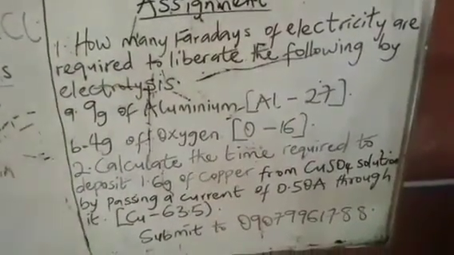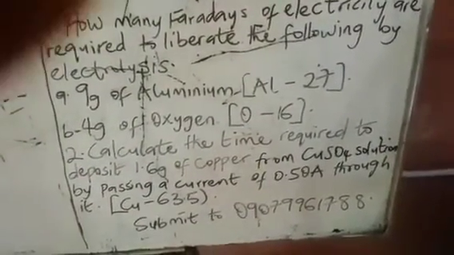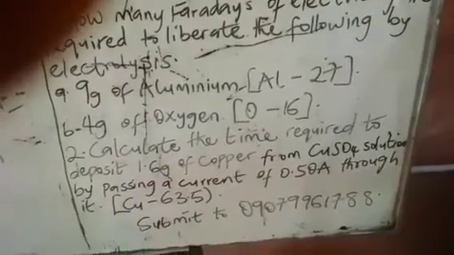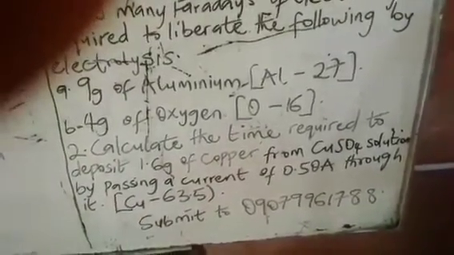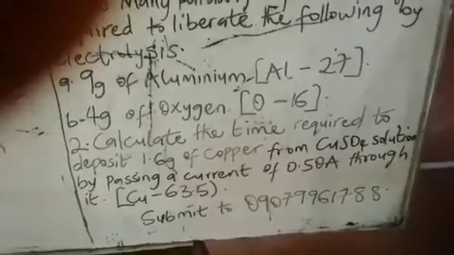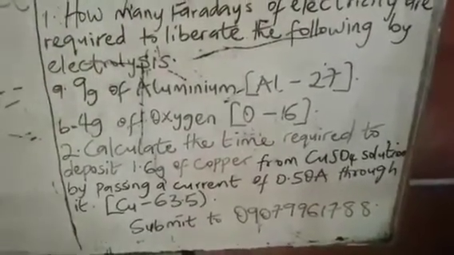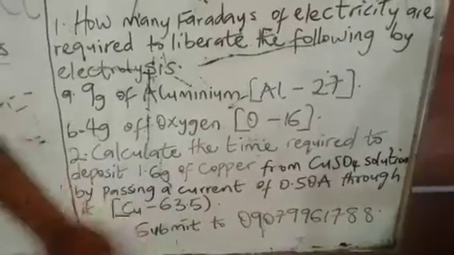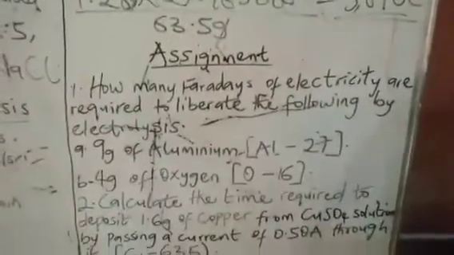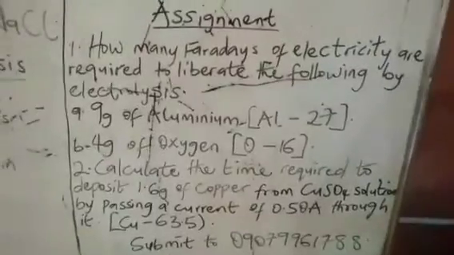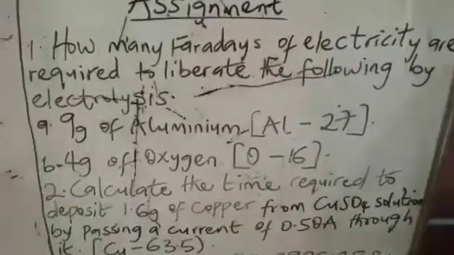Number 2: Calculate the time required to deposit 1.6 grams of copper from copper(II) tetraoxosulphate(VI) solution by passing a current of 0.50 amperes through it. Now we have the molar mass of copper to be 63.5. Make sure you write your assignment.